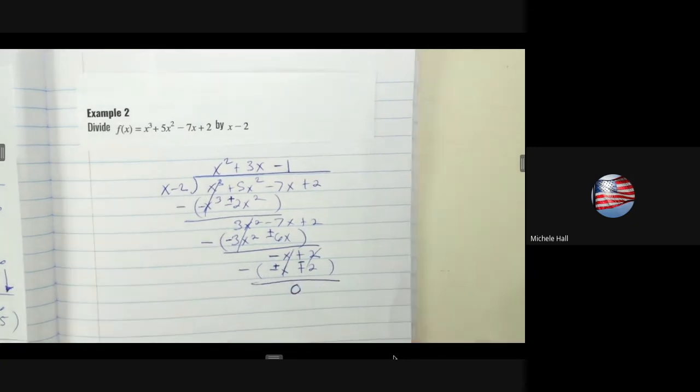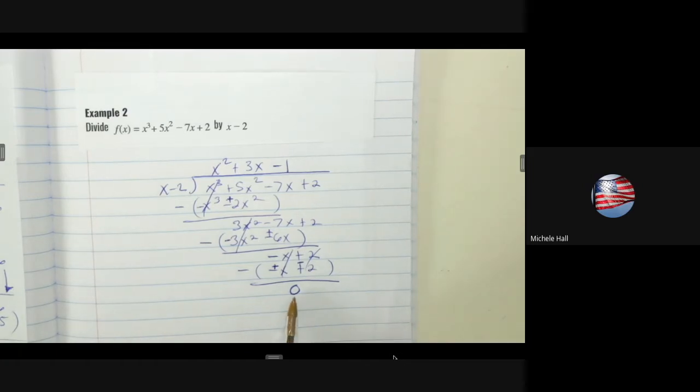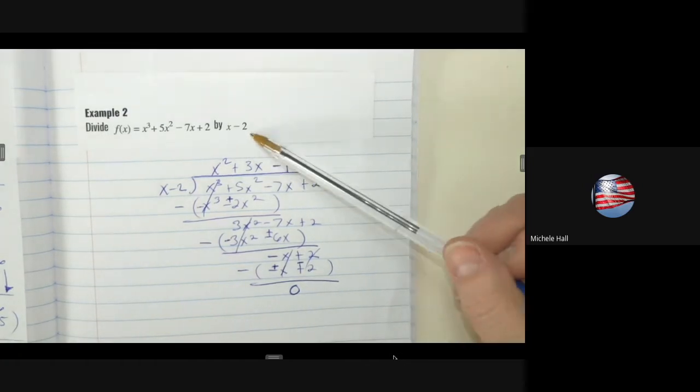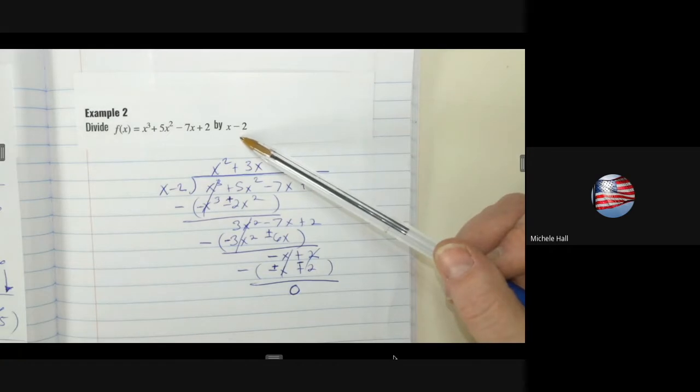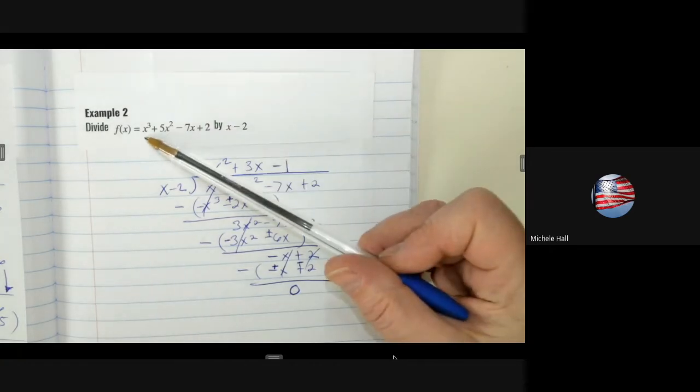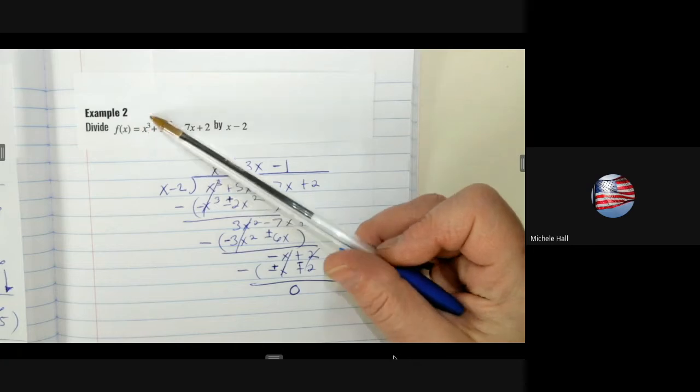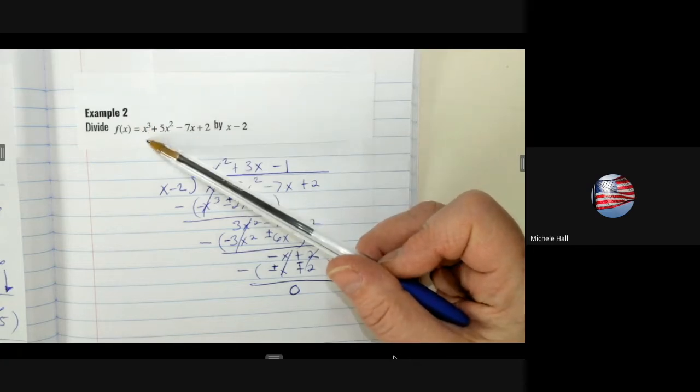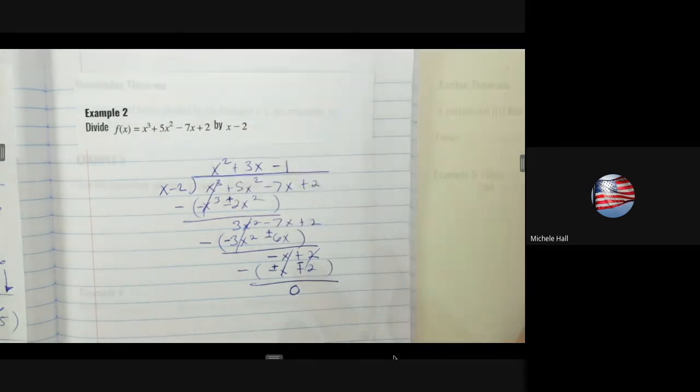Remainder 0. That's going to be key moving forward. When I get a 0 remainder, that's what we want. That means that the linear factor x minus 2 is one of the factors of this x cubed. It's a degree 3. We expect 3 answers, and here's one of the factors.